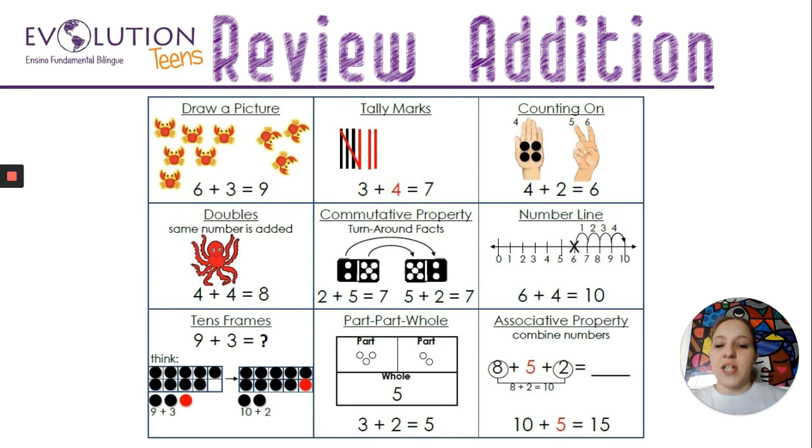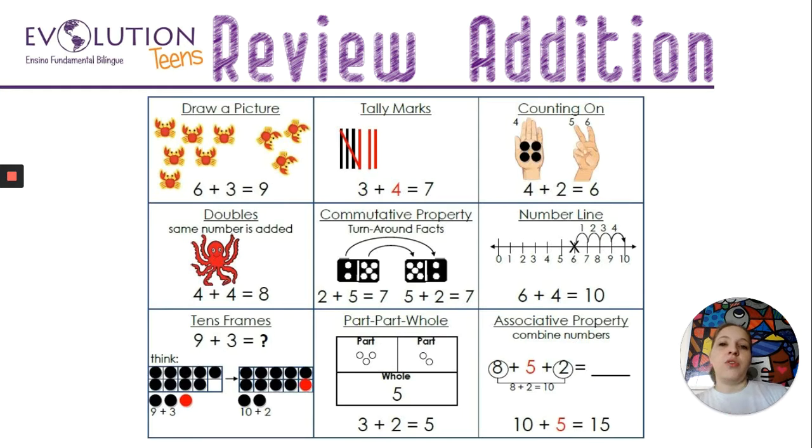Here we have some strategies. We have 9 strategies here to use to solve the accounts. You can draw pictures, tally marks, counting on your hands, double the numbers, commutative property, number line, when you have a line and you jump forward the number you need, 10 frames.